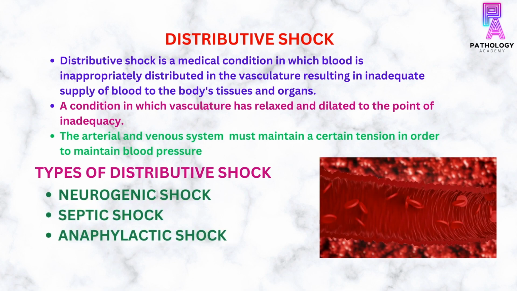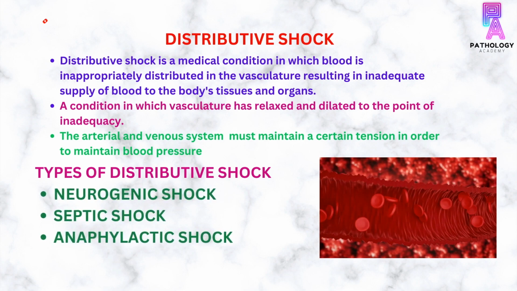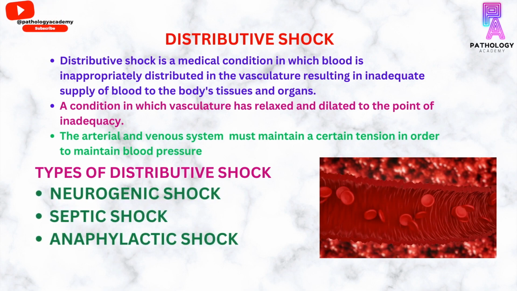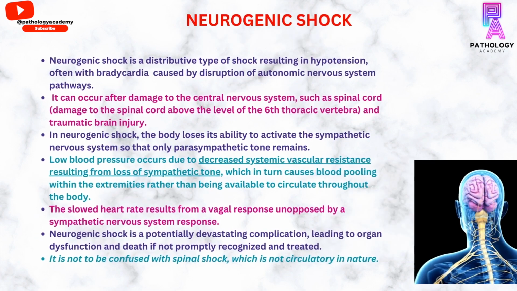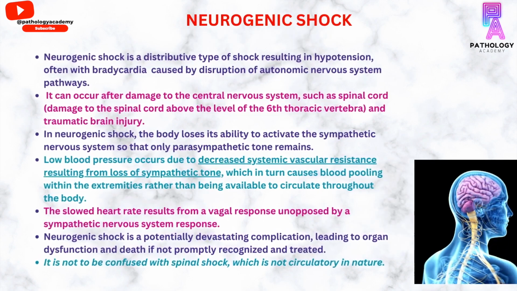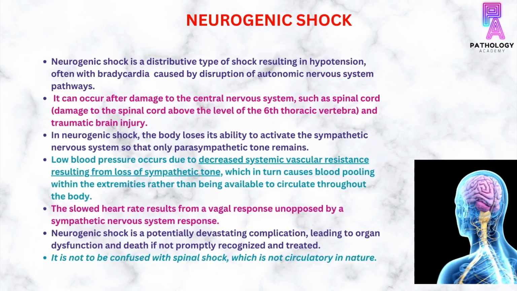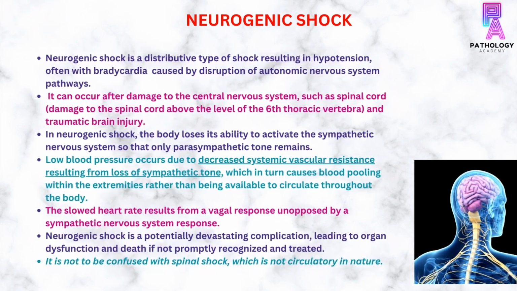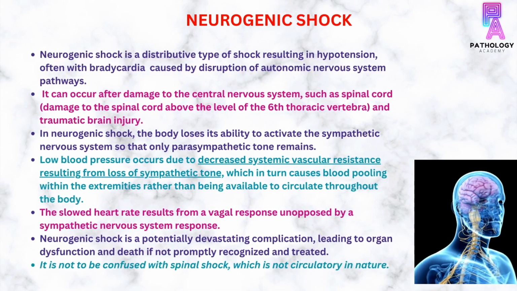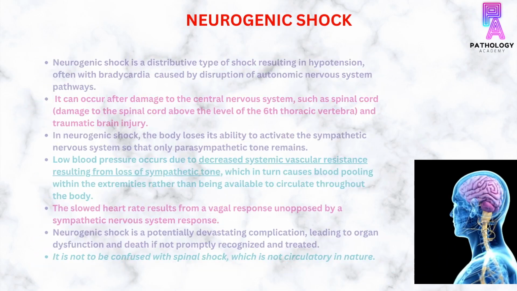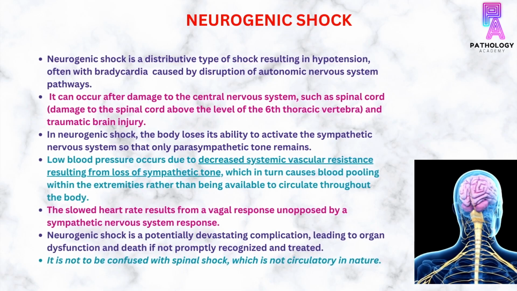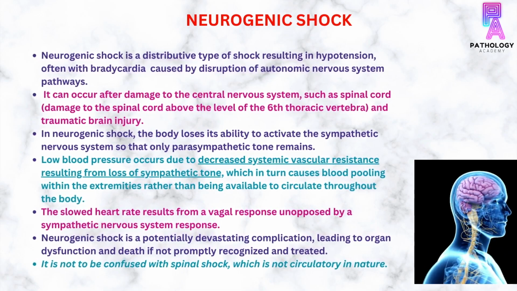In today's video, I will be explaining each type of distributive shock in detail. Neurogenic shock. Neurogenic shock is a type of distributive shock which results in hypotension, often with bradycardia, due to disruption in the autonomic nervous system pathways. Here, there is damage to the central nervous system, which could be in the spinal cord or a traumatic brain injury.